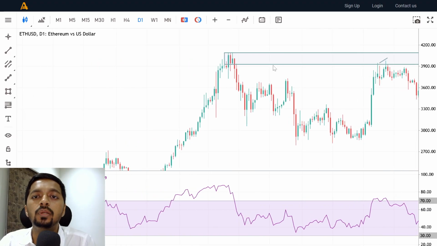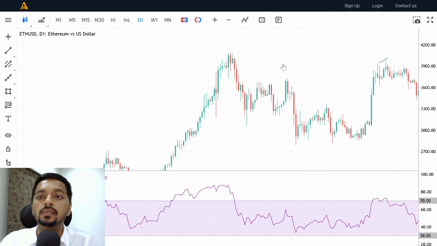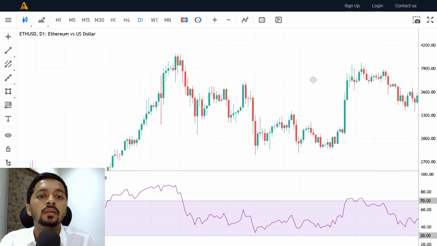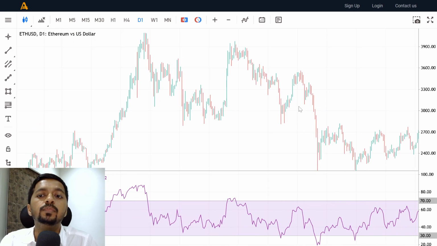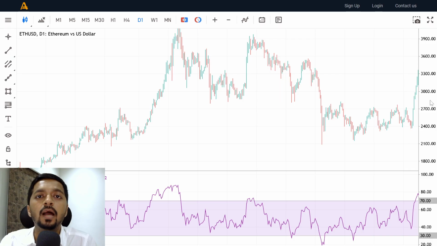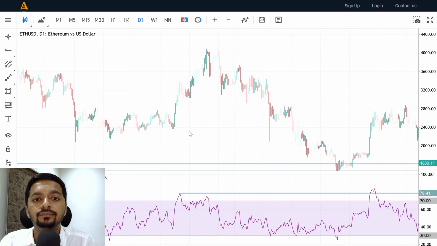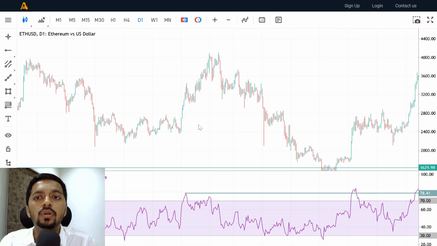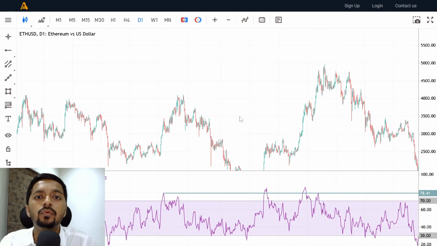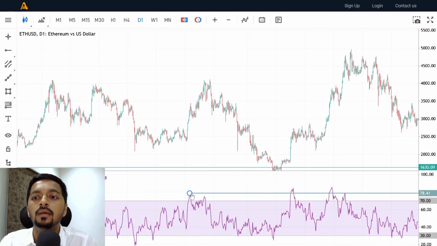Now I'm going to explain the third and last method of how to deal with overbought and oversold scenarios. What you can do is just mark the important high that is made in RSI. So this is the important high. This is the important high that is being made. So 78, 79 is the important level. Why? Because this is the point where RSI value rarely touches, right?